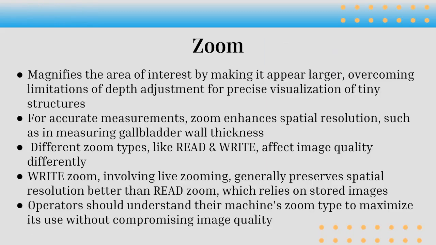So the zoom application magnifies the area of interest by making it appear larger, overcoming limitations of depth adjustment for precise visualization of tiny structures. For accurate measurements, zoom enhances spatial resolution, such as in measuring gallbladder wall thickness. Different zoom types, like read and write, affect image quality differently. Write zoom, involving live zooming, generally preserves spatial resolution better than read zoom, which relies on stored images. Operators should understand their machine's zoom type to maximize its use without compromising image quality.